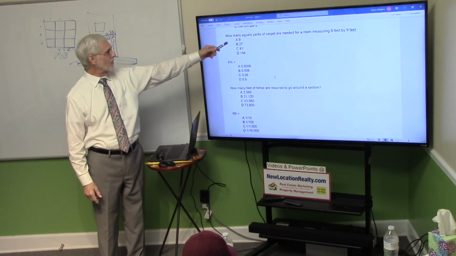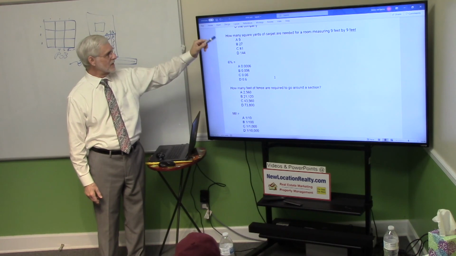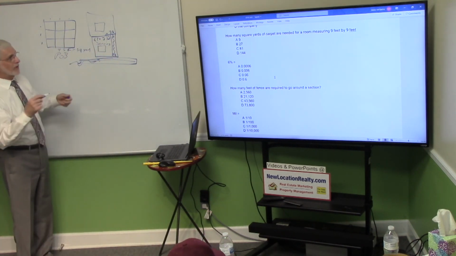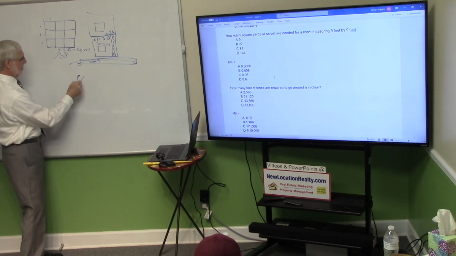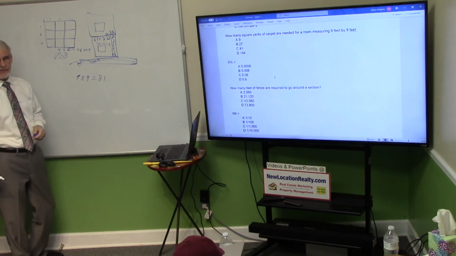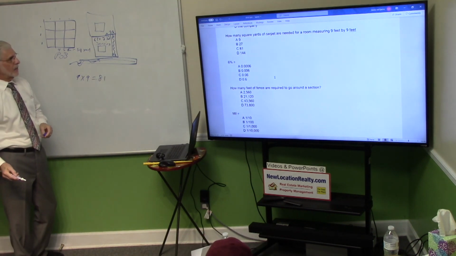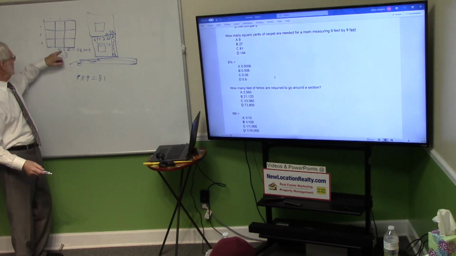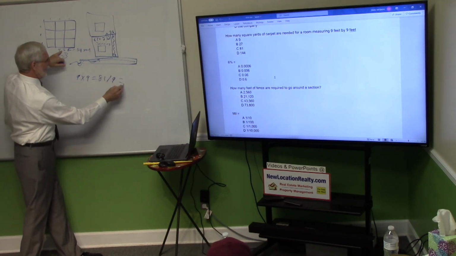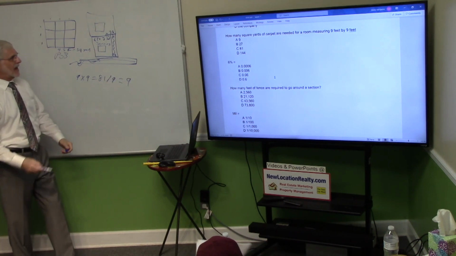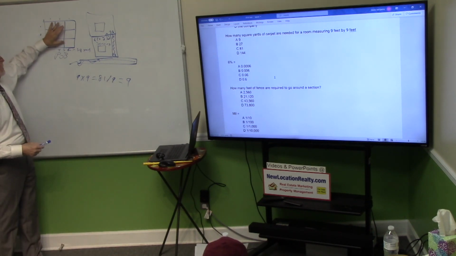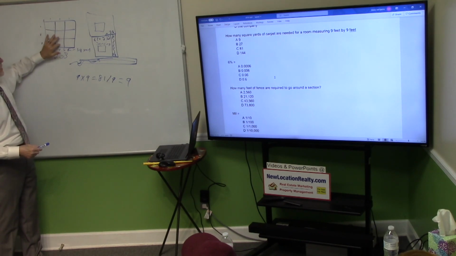How many square yards of carpet are needed for a room measuring 9 feet by 9 feet? We multiply 9 times 9, which is 81 square feet. There are 9 square feet in a square yard, so if we divide 81 by 9, we get 9 square yards.